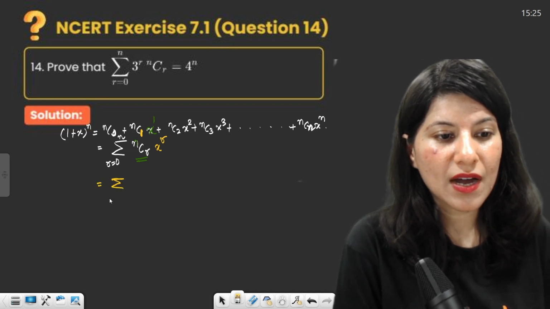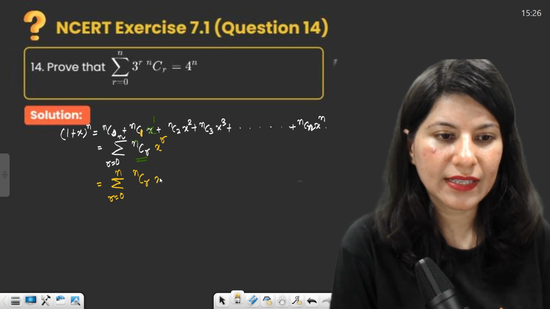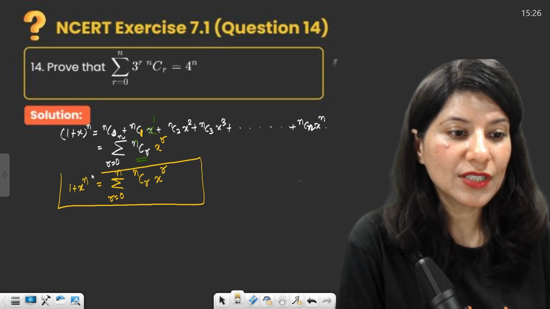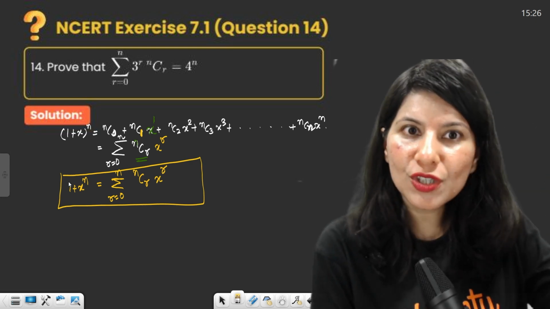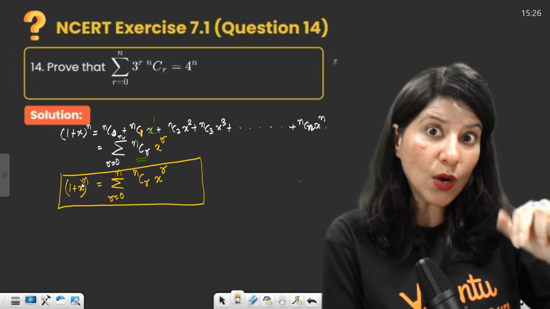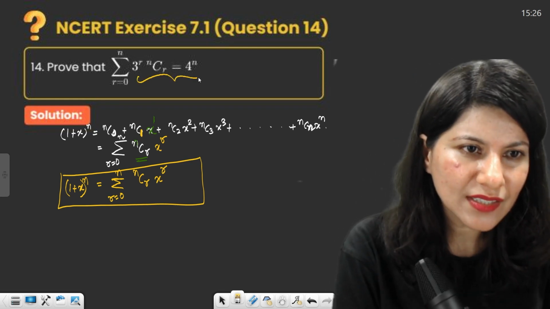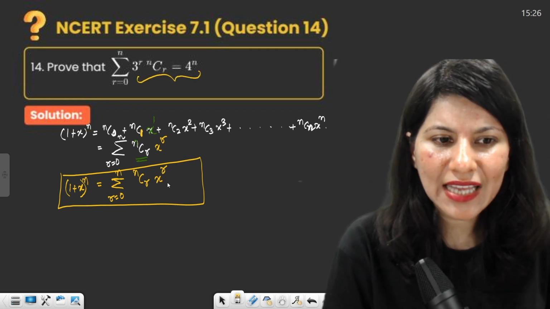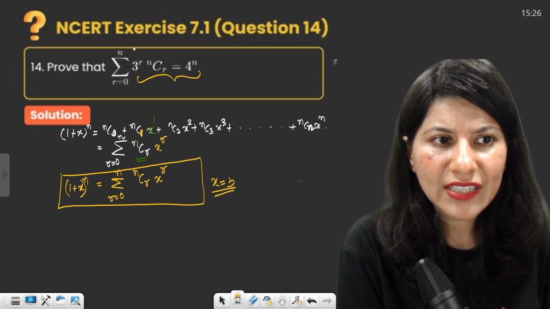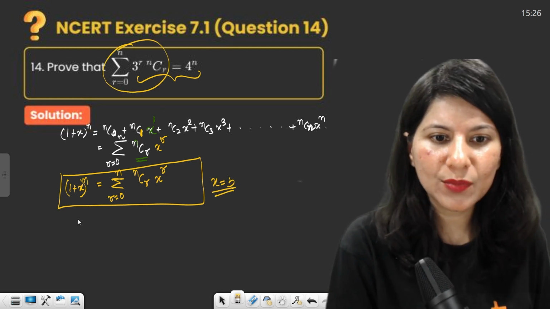So this is sigma r equals 0 to n nCr x raised to power r equals (1 plus x) raised to power n. This is the general summation formula for your binomial expression. Now let's come back to the question. I can see only x here. If I put x equals 3, I will get the LHS part completely. Put x equals 3.